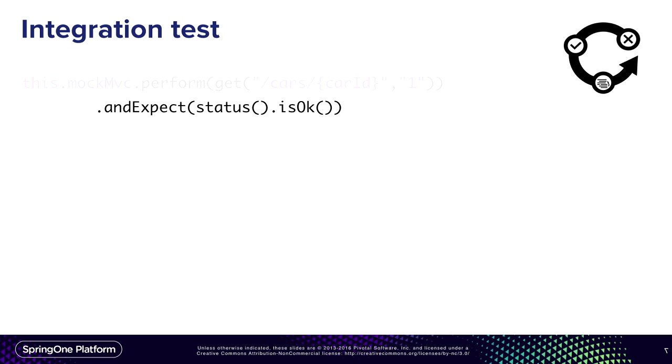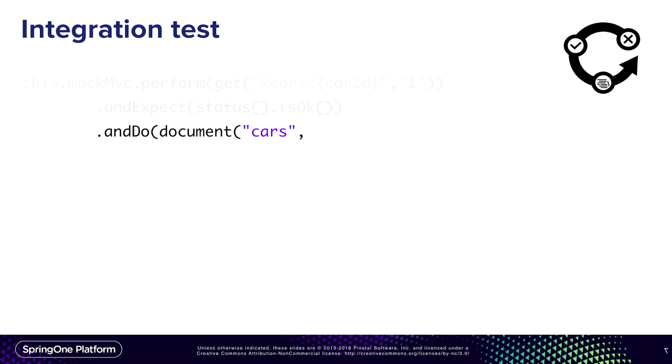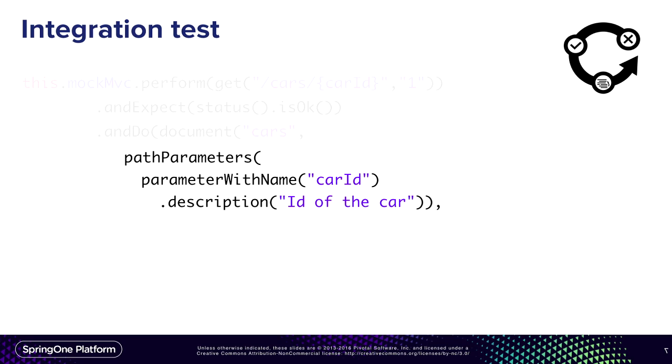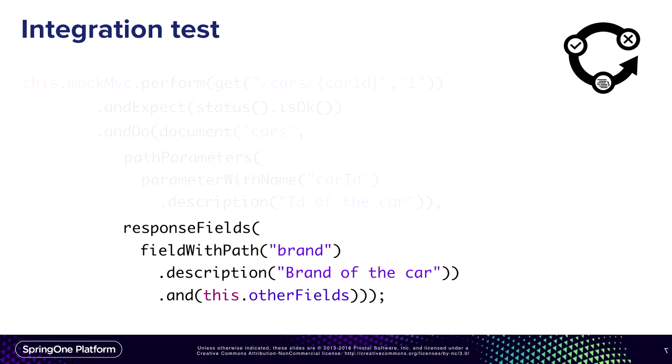this is always the stuff you're going to be doing in your integration tests. You just check if the status is okay. And then what REST Docs is doing is actually using the andDo method of MockMvc to add a hook to generate some documentation. And with that, you can actually start providing some documentation with the descriptions of, for instance, the parameter with the name car ID or response fields.